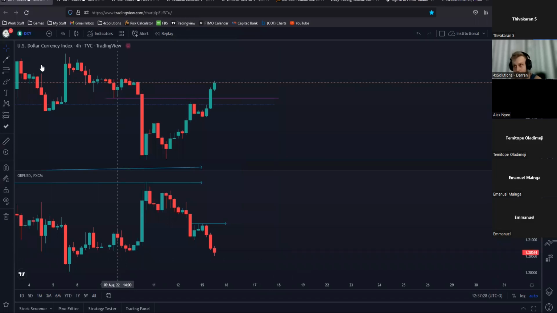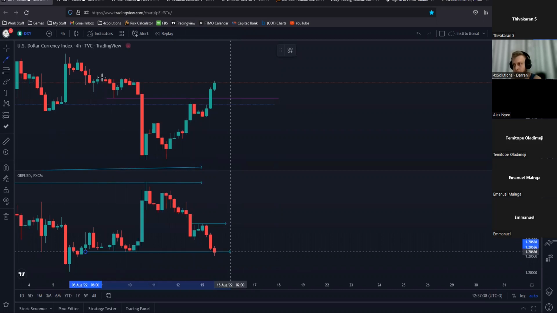Okay, what we can see though is that currently, while GU over here is targeting this sell side liquidity, is the DXY targeting this buy side liquidity?